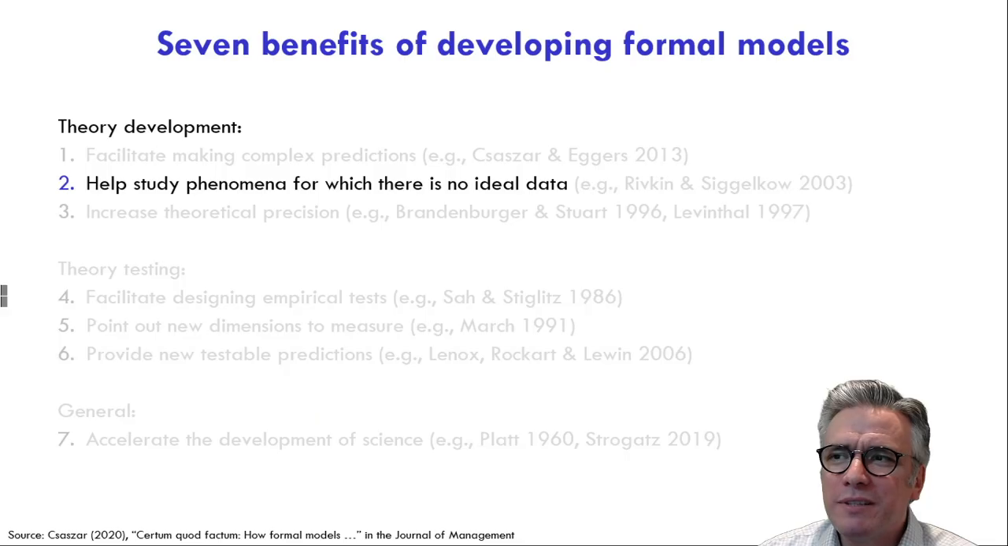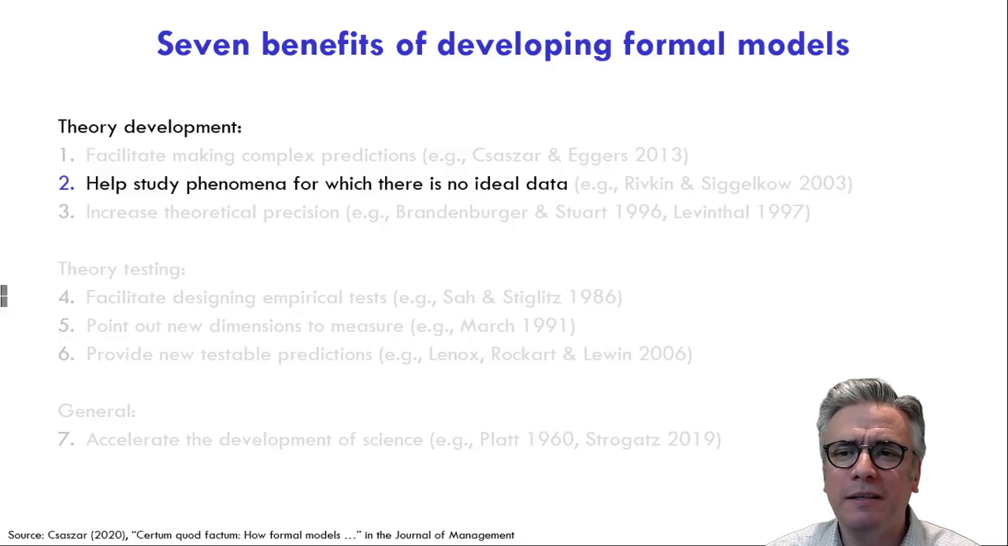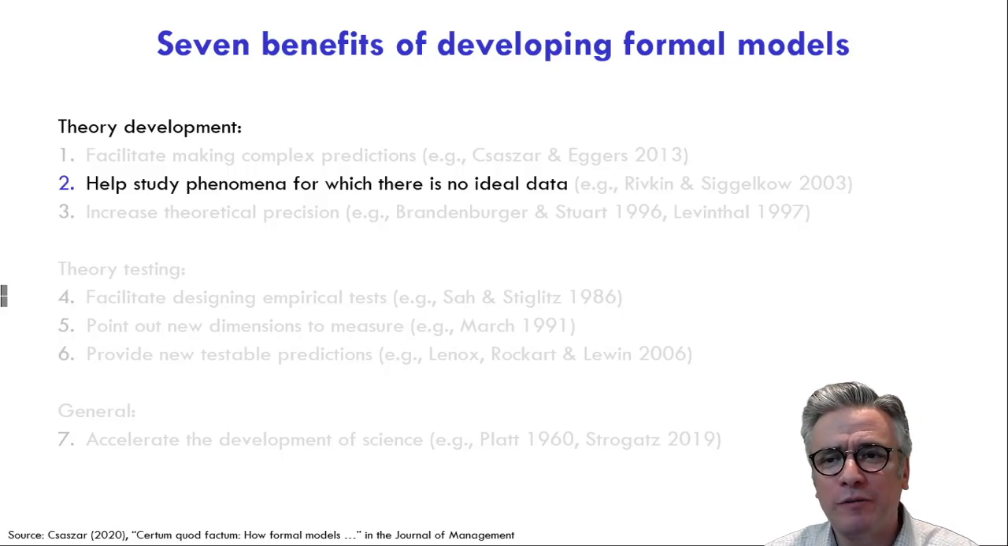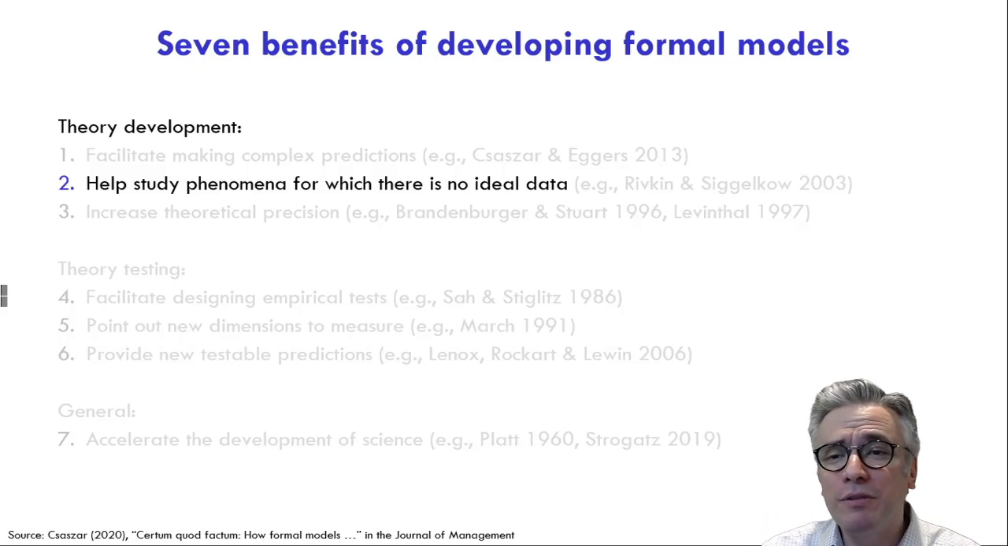Second, to help study phenomena for which there's not yet ideal data. For example, during the early 2000s, there was a lot of development in the field of organizational design by looking at models of organizations. As you know, it's very difficult to measure things inside organizations, difficult to get access to them. It's difficult to measure the exact things that you need for your theory. But if you know some mechanisms and you can put them into a model, you can use the model to study that phenomenon to some extent.